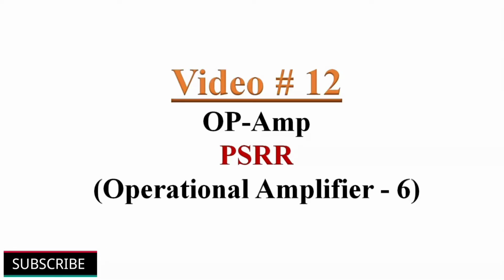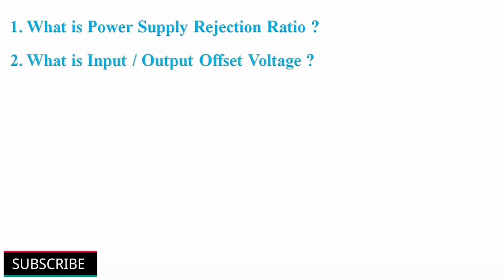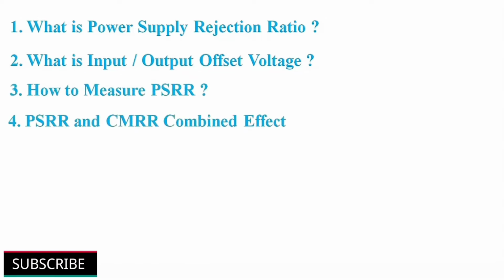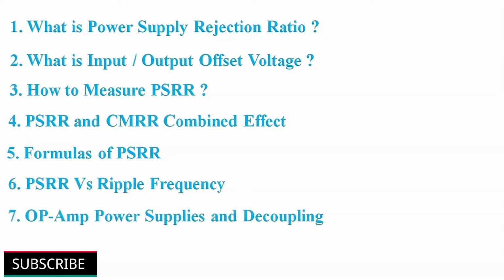Today we will learn about operational amplifiers power supply rejection ratio. In this video, I am going to explain what is power supply rejection ratio, what is input and output offset voltage, how to measure power supply rejection ratio and common mode rejection ratio combined effect, some useful formulas in calculating power supply rejection ratio versus power supply ripple frequency, and finally operational amplifier power supply and decoupling methods.